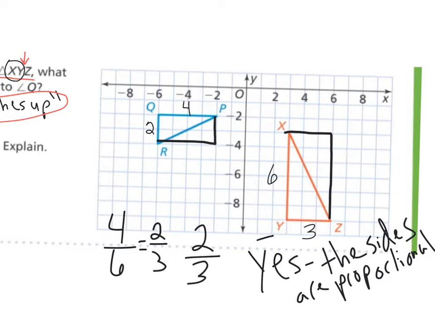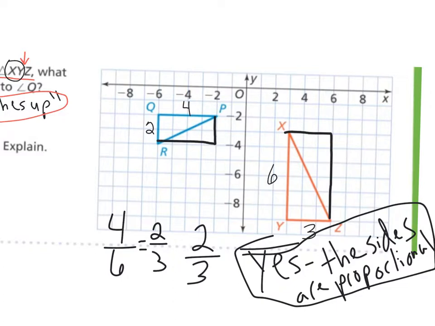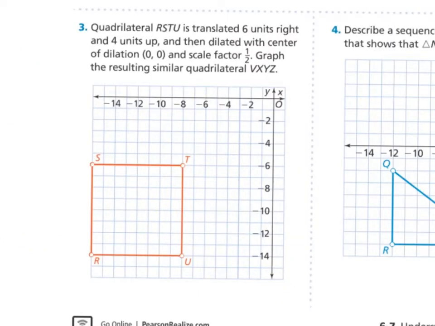Okay, it's not being stretched just one direction or the other, but proportionally being enlarged here. Number 3, we have quadrilateral RSTU. It's translated 6 units to the right, 4 units up, dilated with the center of dilation 0, 0, scale factor of 1/2. They want us to graph the resulting similar quadrilateral VXYZ. So they're changing the letters up on us here, so we'll have to watch with that.